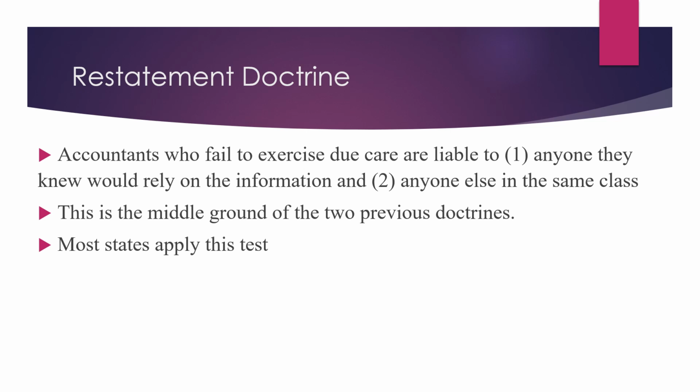So depending on where you are in the country is going to depend on what test. If you're going to be an accountant in New York State, as you will see, the Ultramares is the doctrine that would govern any liability to third parties. Accountants can also be held liable for violations of particular state and federal laws, and we're going to discuss those in the next videos.